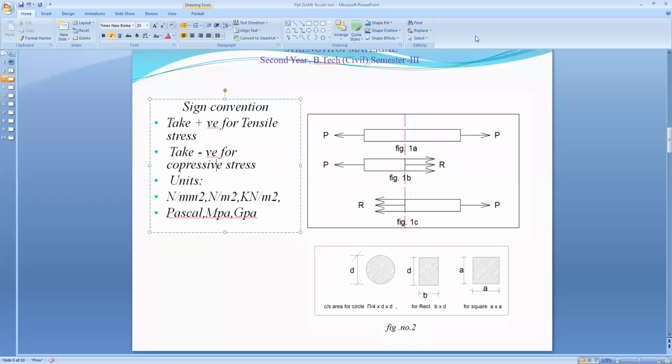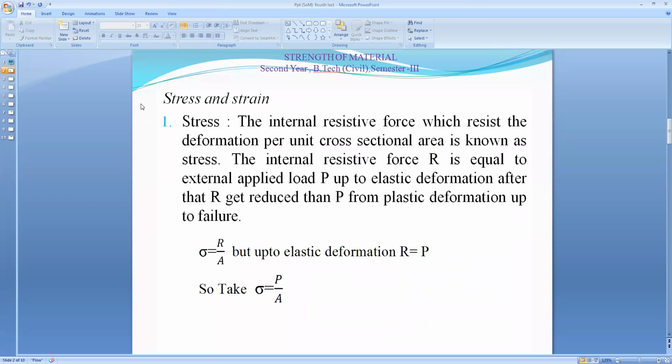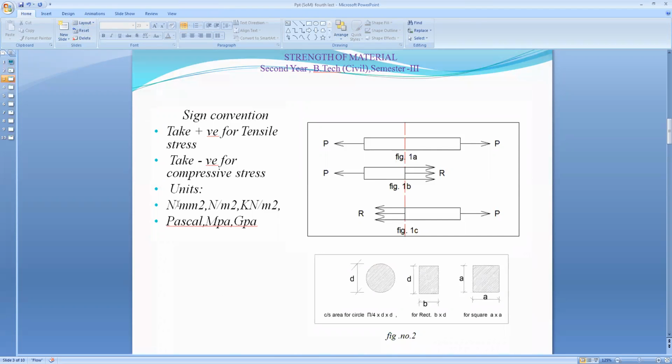When the force is acting towards the body, such a force is called the compressive force, and the stress which is created is known as the compressive stress. The unit of stress is in terms of Newton per mm square, Newton per meter square, kilonewton per meter square, Pascal, megapascal, gigapascal.